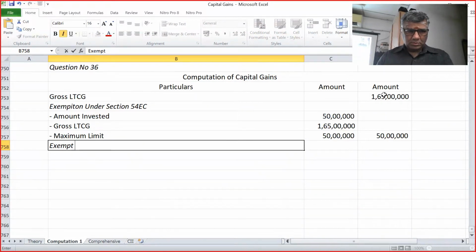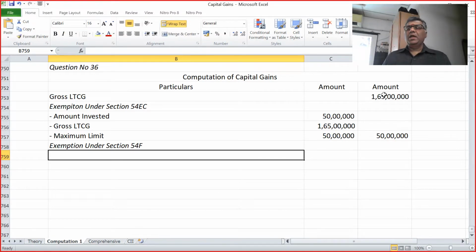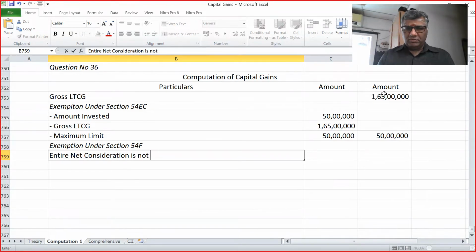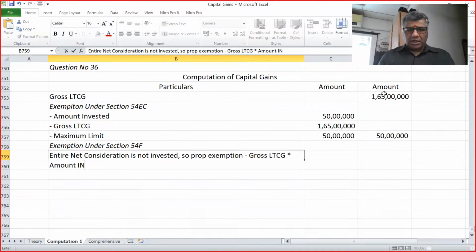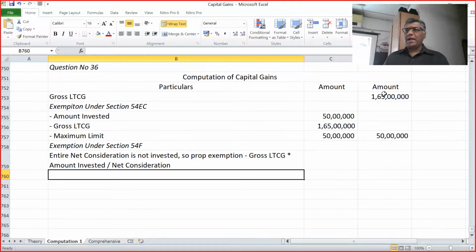Exemption under section 54F. The entire net consideration is not invested, so it is a proportionate exemption. The formula is gross LTCG into amount invested divided by net consideration.